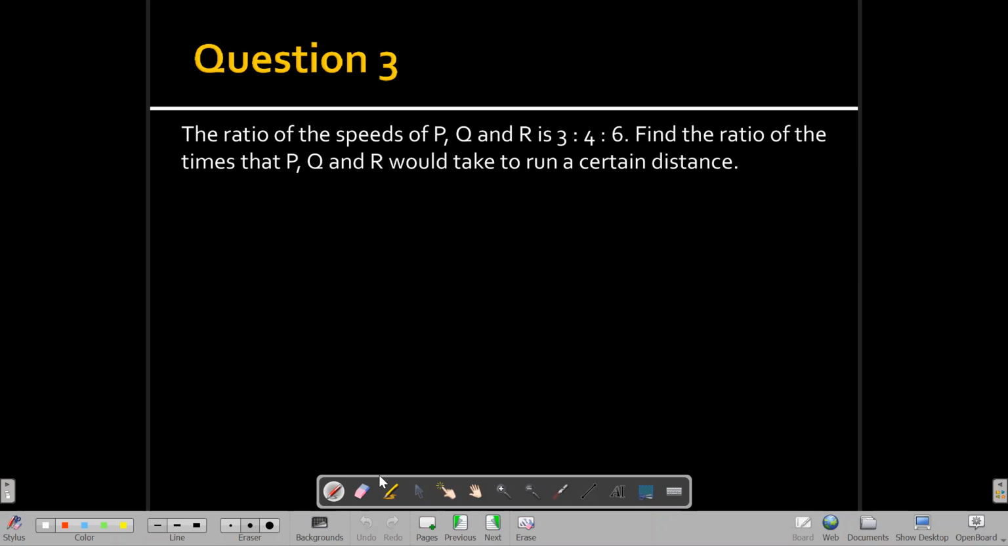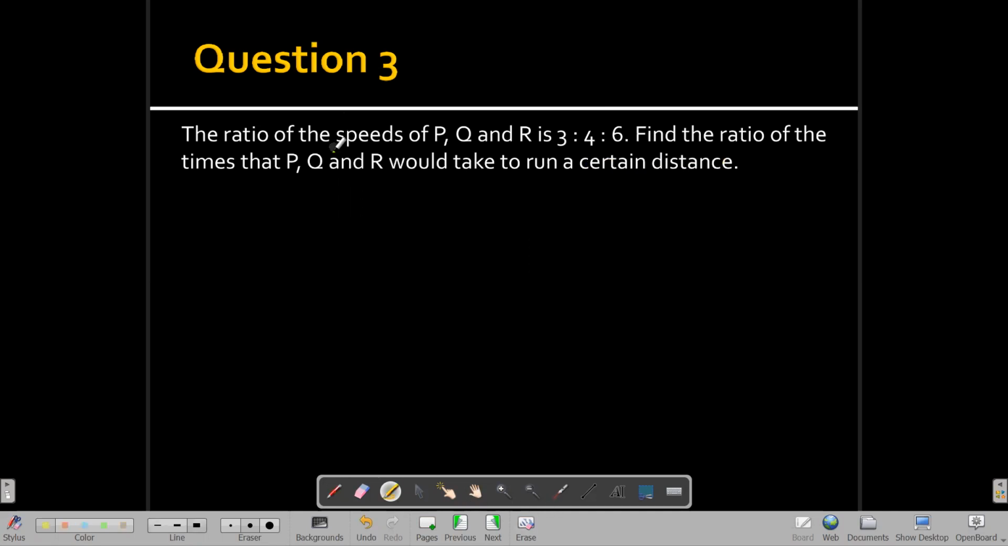We know that when the distance remains the same, speed is equal to distance by time. So when the distance remains the same, speed and time are inversely proportional. The more the speed, the lesser the time it takes to cover the same distance; the lesser the speed, the more the time it takes to cover the same distance. So speed and time are inversely related.